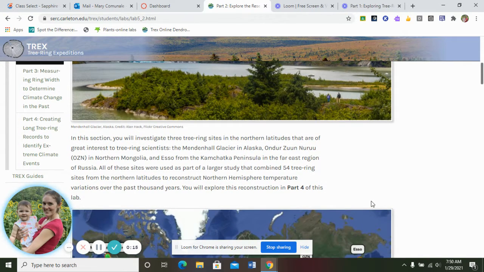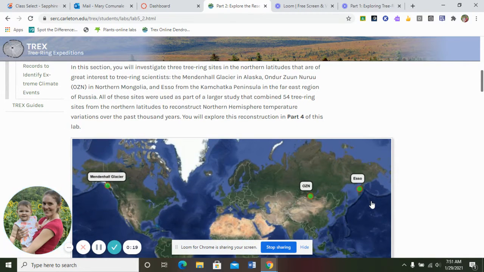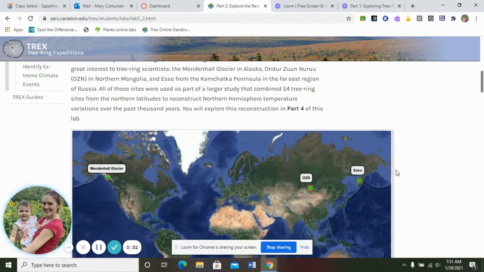So in this section, you'll investigate 3 tree ring sites in the northern latitudes that are of great interest to tree ring scientists. You're going to be looking at Mendenhall Glacier in Alaska, Ondor Zun Nuru in northern Mongolia, and Eso from Kamchatka Peninsula in the Far East region of Russia.